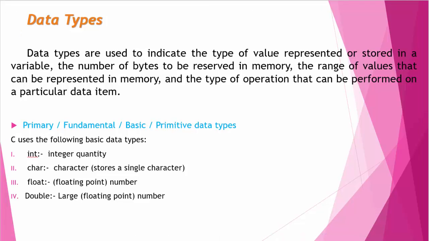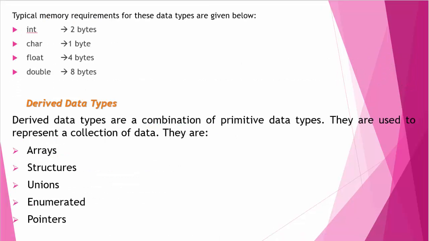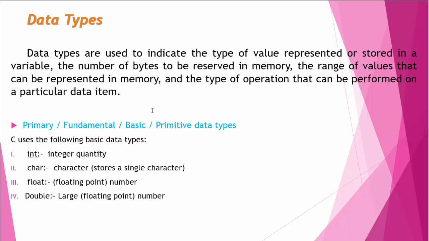And then there comes the typical memory every data type takes. Int takes 2 bytes, character takes 1 byte, float takes 4 bytes, double takes 8 bytes. But the integer depends on the processor, that I have already told you. Then these are all called the primary data types or fundamental data types, or we can say basic, primitive. So there are 4 names for them: primary, fundamental, basic, primitive data types.